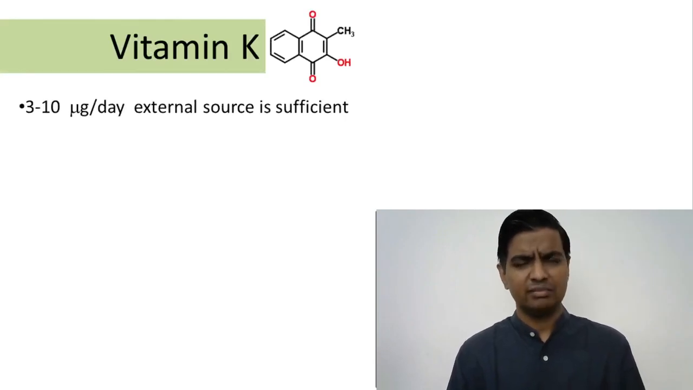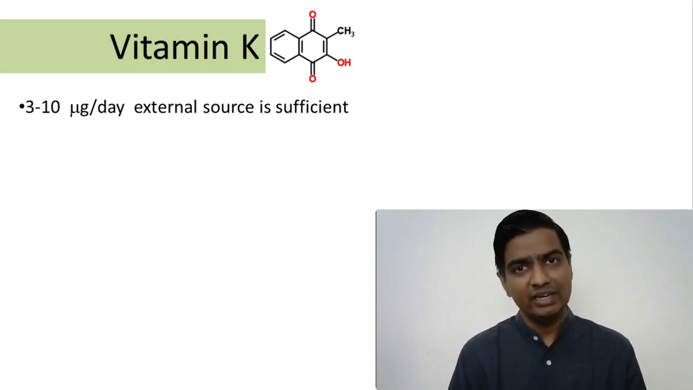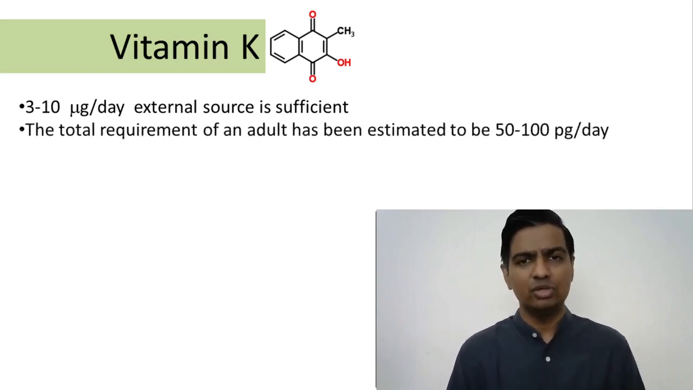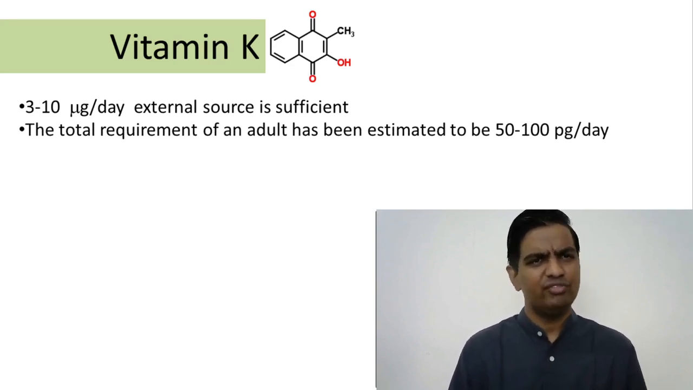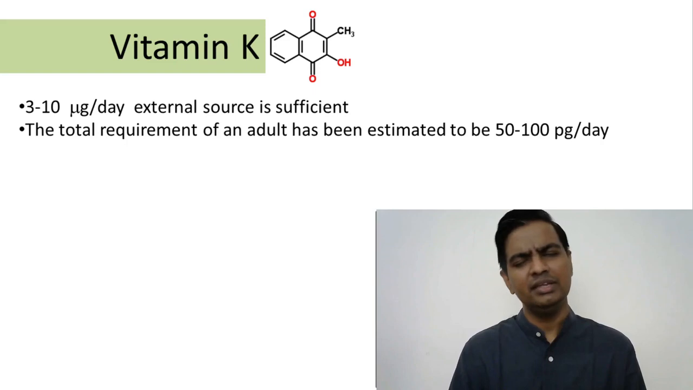Now, vitamin K is a fat soluble vitamin that we eat in our diet, but more importantly, this vitamin is also generated by the bacteria inside our GIT, inside our large intestine, and as a result the amount of vitamin K we need to eat in our diet is very small. Only 3 to 10 micrograms per day is sufficient. The actual requirement of an adult is only 50 to 100 picograms per day. So if you eat 3 to 10 micrograms and whatever is created inside the GIT, the 50 to 100 picograms per day is easily taken care of.